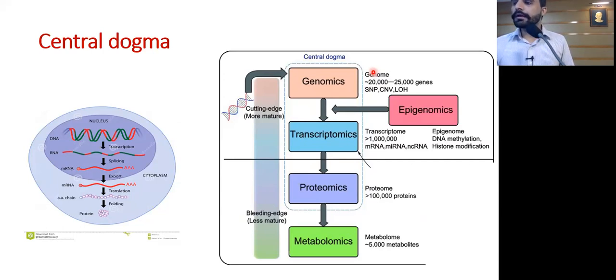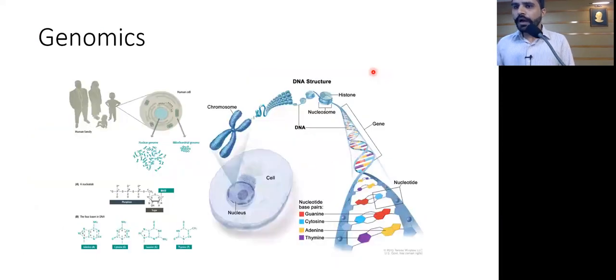So these are some mature systems that are commonly used in research. Then there are some less mature ones, proteomics, and they are developing, and we are getting better and better in proteomics and metabolomics as well. And proteomics and metabolomics is what gives rise to a phenotype that we see, that we can detect. So what is genomics?